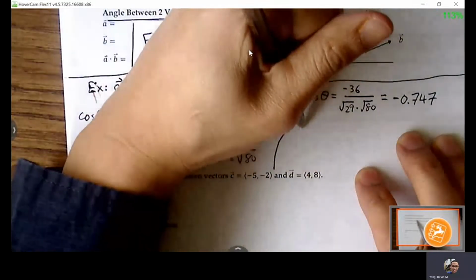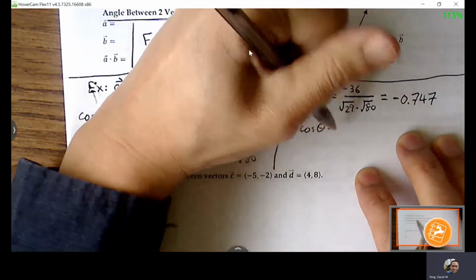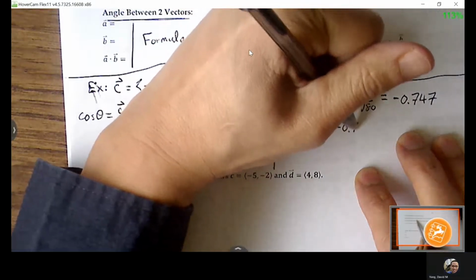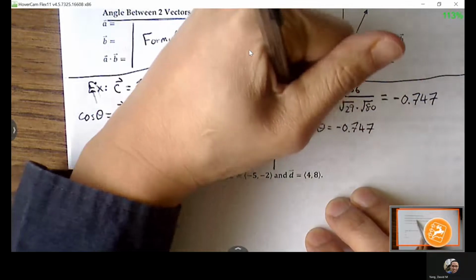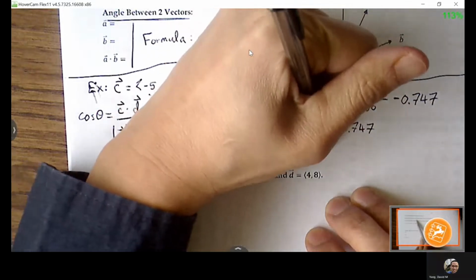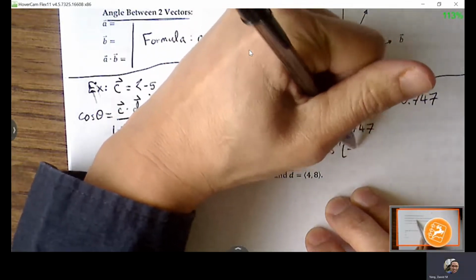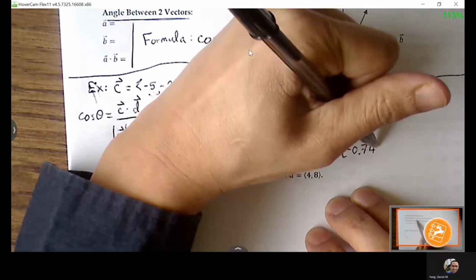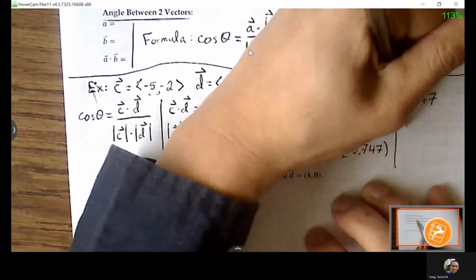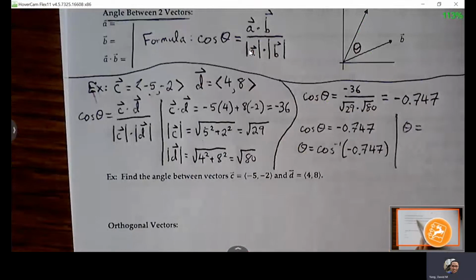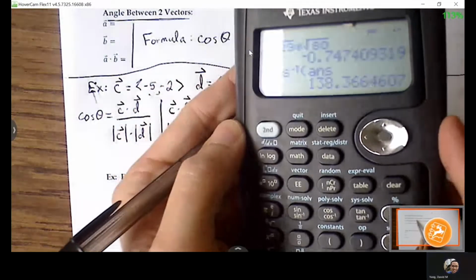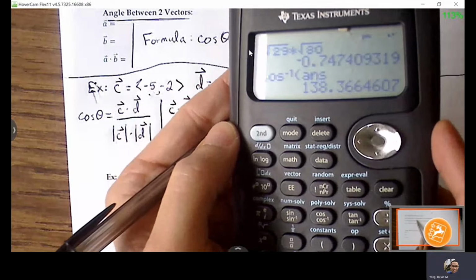Okay, so how can I solve for theta? Inverse, yeah. Make sure you're in degree mode. Under 38.37 degrees.